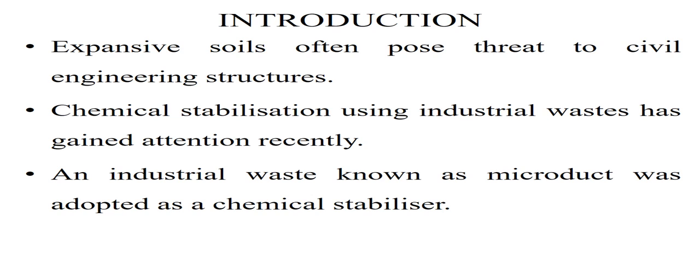Chemical stabilisation is one of the methods used, and in recent years, industrial waste has been adopted. It has gained recent attention and is widely applied. So for this study, we adopted an industrial waste product known as microdust, which is a material from quarry dust that is produced after crushing of rocks.